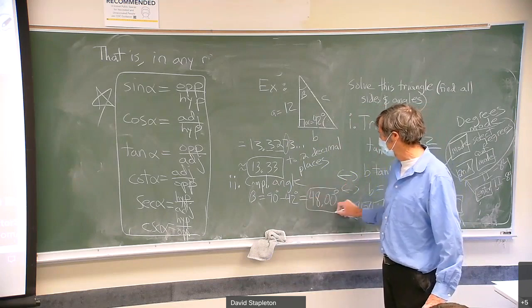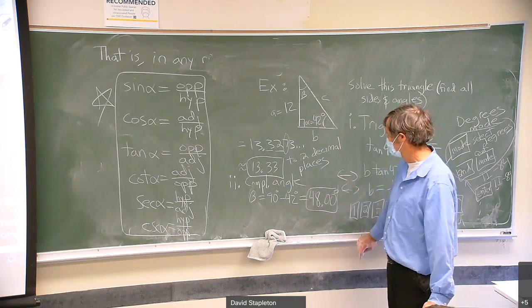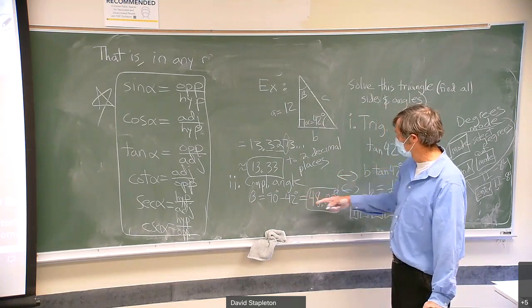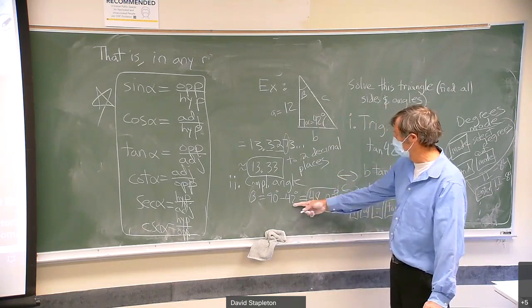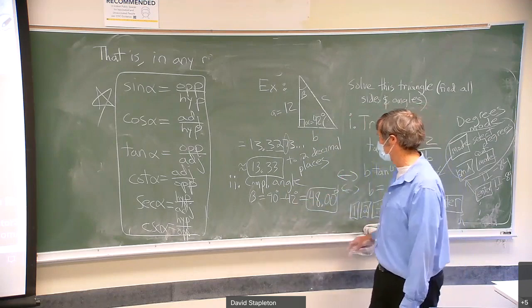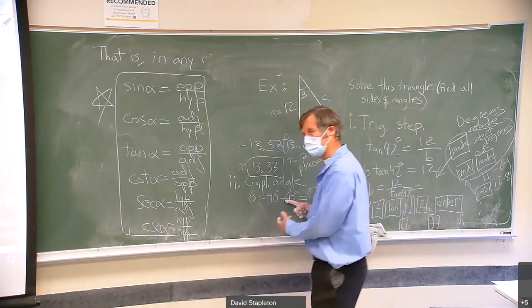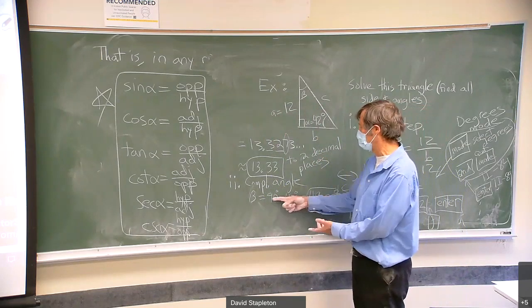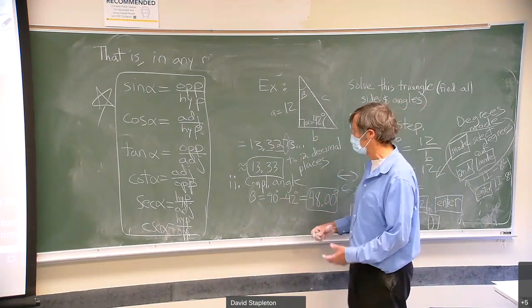So you can put this. I'll probably accept 48 anyway. But if these are rounded numbers, then this should say 42.00 and this should say 48.00. All right, so that's the complementary angle theorem to get the last angle. Isn't this easier than doing another trig step? You could do another trig step, but why do that when you just subtract, right?